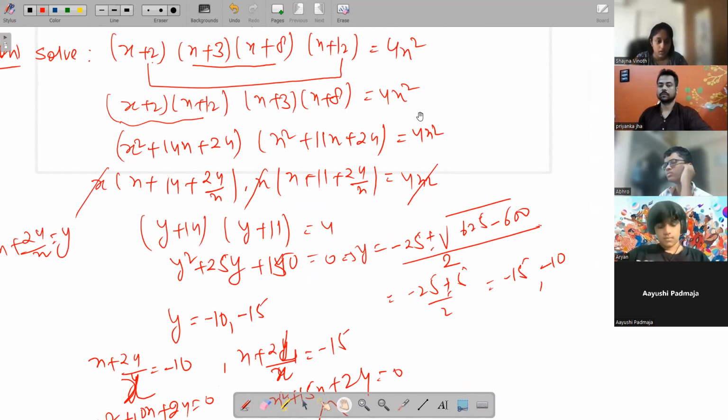Shouldn't it be 154, sir, not 150? And then this 4 will subtract from here. 154 minus 4, that is 150. Oh, the question. Okay, okay.